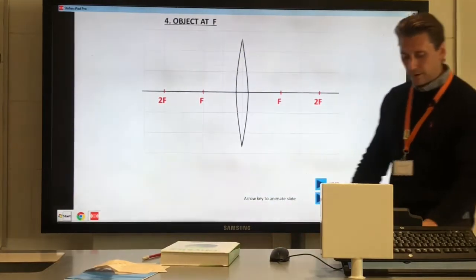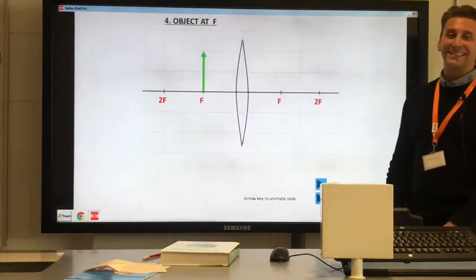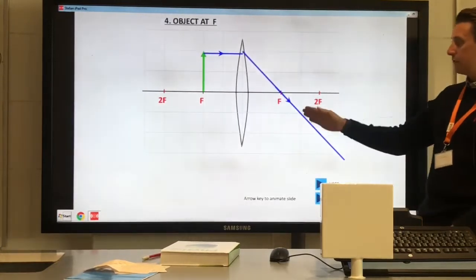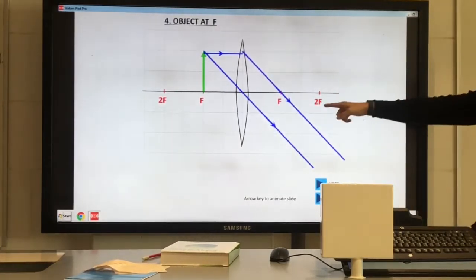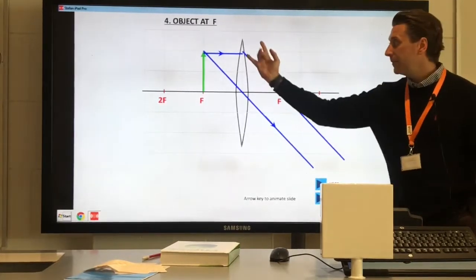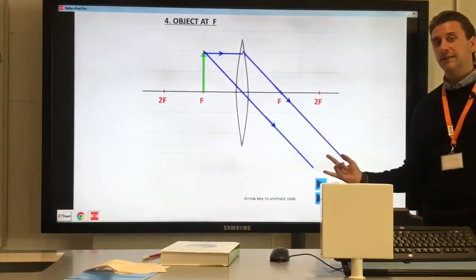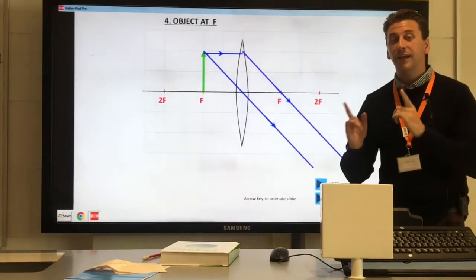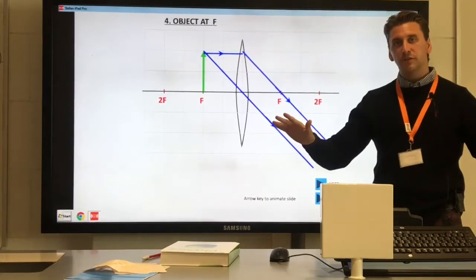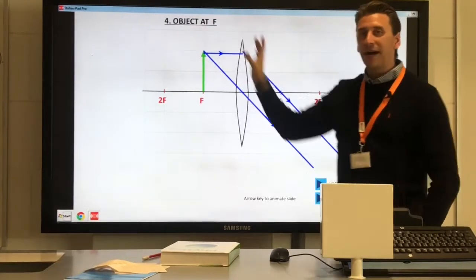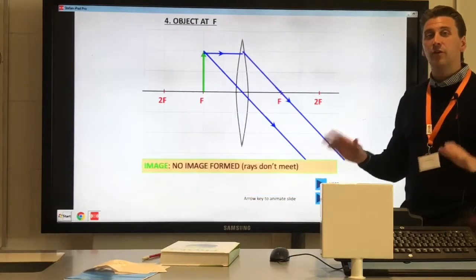Another example, put the object at f. So put it on the focal point. First ray is parallel and through f. Second ray is straight through the center. Now, interestingly, this diagram produces two parallel rays. Two parallel rays will never cross. Now, if they never cross, no image is formed. No real image, no virtual image. Even if I went back, they're parallel, so they will never ever form an image.